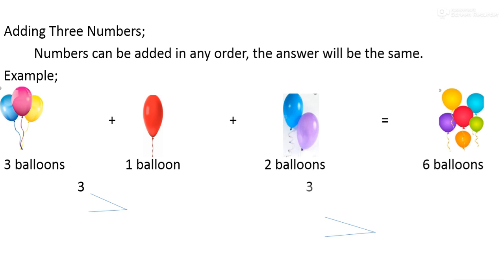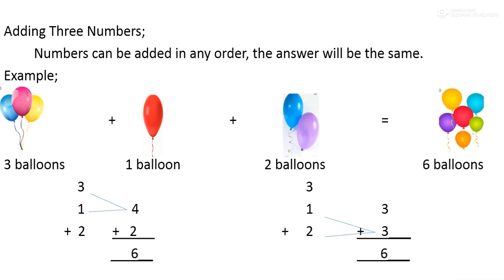Let us start the next topic. The next topic is adding 3 numbers. Students, before we have seen adding 2 numbers. Now we are going to see adding 3 numbers. Numbers can be added in any order. The answer will be the same. This also is like that only. Only the order is different, but the answer will be the same.